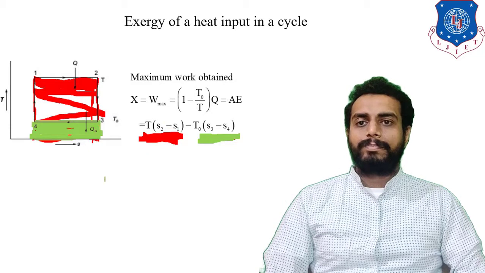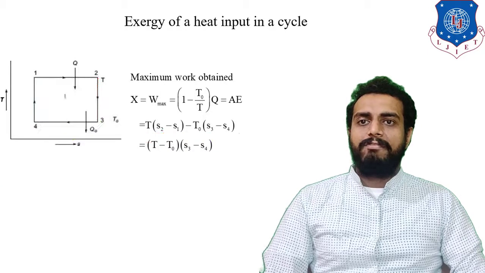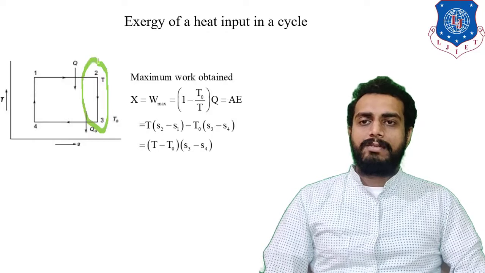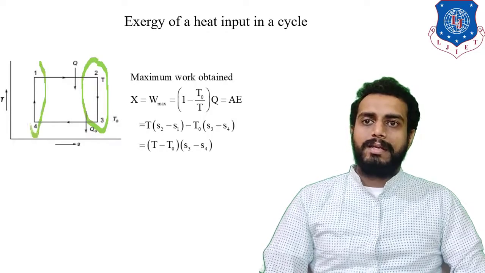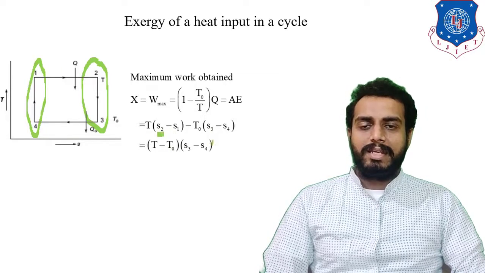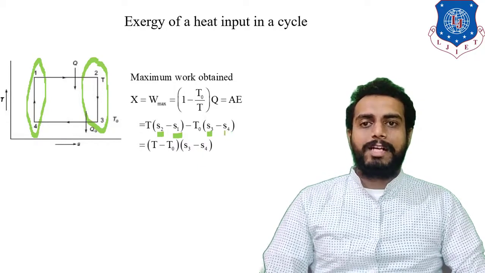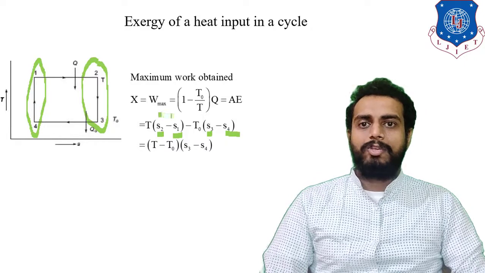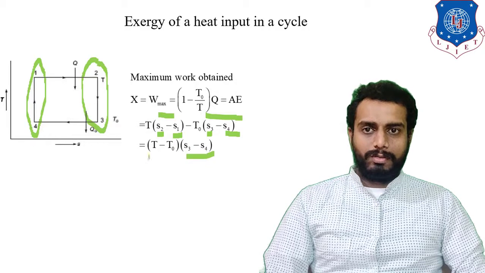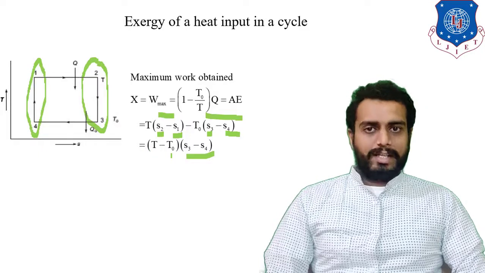Now further, what can we write? If you observe this diagram, points 2 and 3 have the same entropy, and in the same way points 1 and 4 have the same entropy. So that means S2 and S3 are the same, and S1 and S4 are the same. So I can take this whole bracket common. That is why I have written S3 minus S4, into T minus T0. Right? I hope you are clear up to this point.